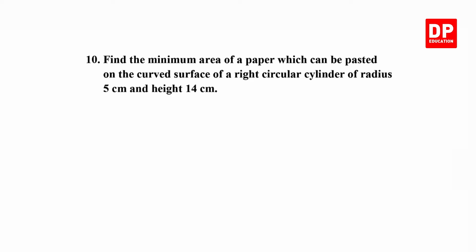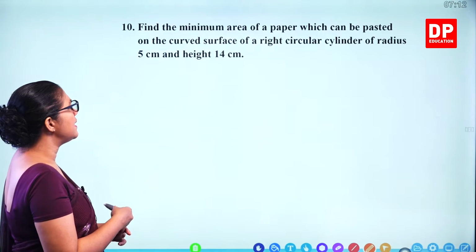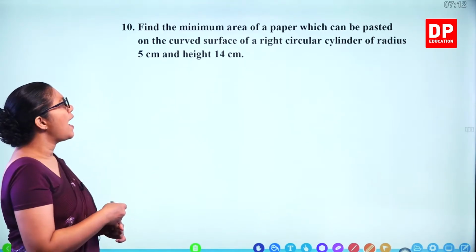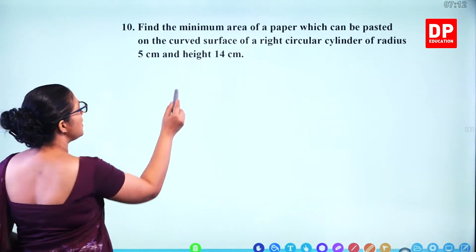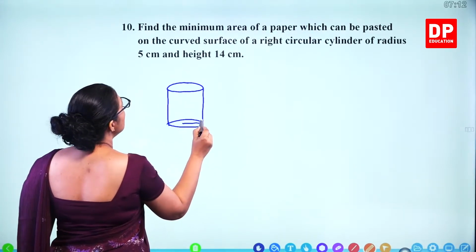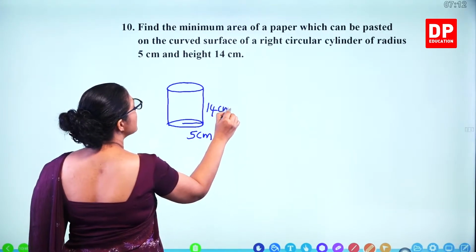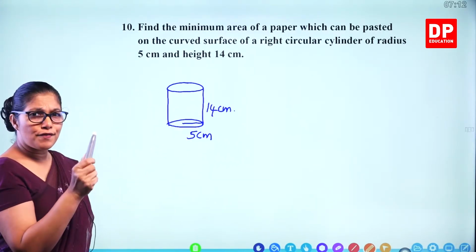Question number 10. Find the minimum area of a paper which can be pasted on the curved surface of a right circular cylinder of radius 5 and height 14 centimeters. So, curved surface. 5 centimeters is the radius, 14 centimeters is the height. So, what's the curved surface area?